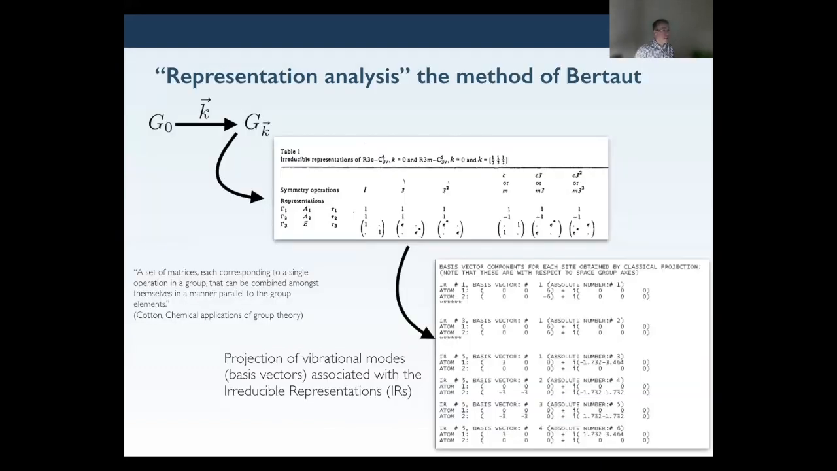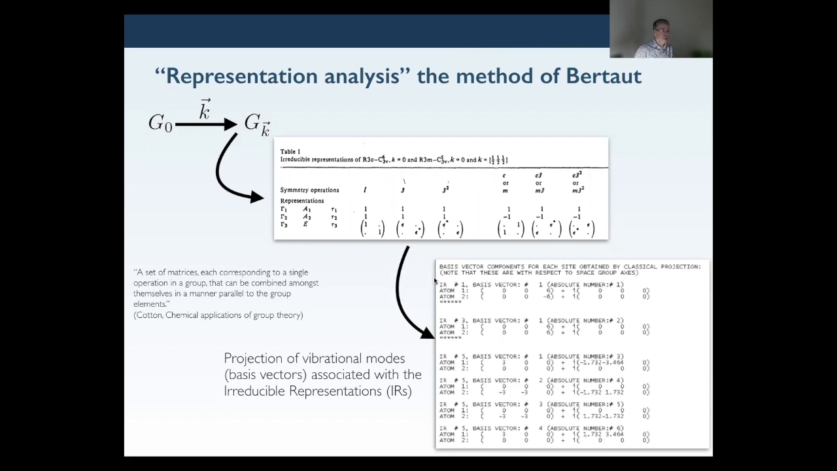Now, back to the representation analysis, the method of Bertaut, as we like to call it. We know that we're starting with a space group of the crystal structure G0. K is a wave vector of our magnetic order. The subset of symmetry operations, and we only need the rotational part of the space group G0, that are compatible with the K vector, that leave it invariant with respect to a reciprocal lattice translation, form the space group of the little group GK. And we have the irreducible representations here. We can then use a method of projection where we can look at magnetic structures, axial vectors, and we can project out the basis functions associated with different irreducible representations.